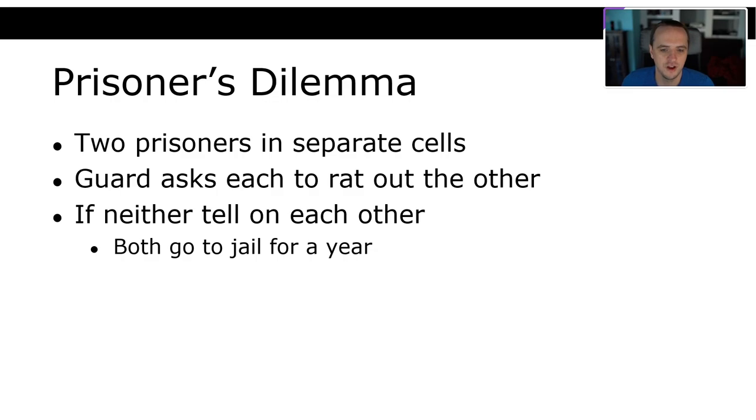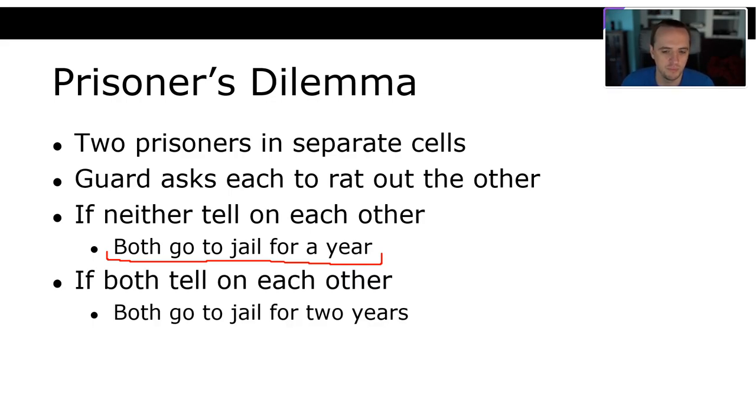So if neither tell on each other, then they're both going to go to jail for a year, right? The cops don't really have perfect evidence, but they have a little bit of evidence. They don't have the solid case, but maybe they can convict them of something. If both of them tell on each other, then they both go to jail for 2 years. The reason is because they go a little easy on them. They were honest. They said, yes, they did it. So they both go to jail for 2 years.